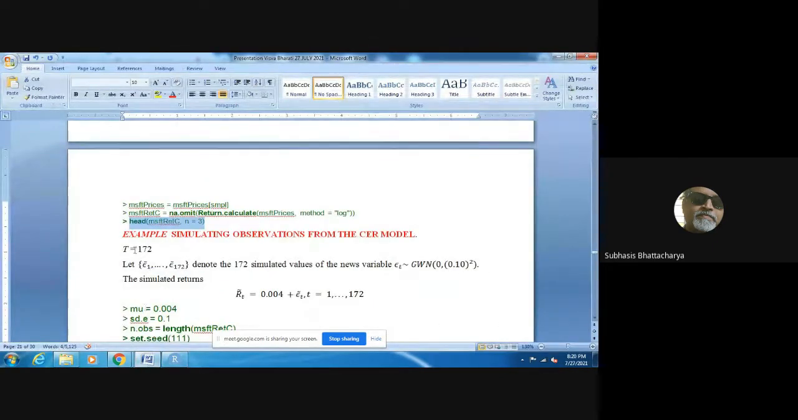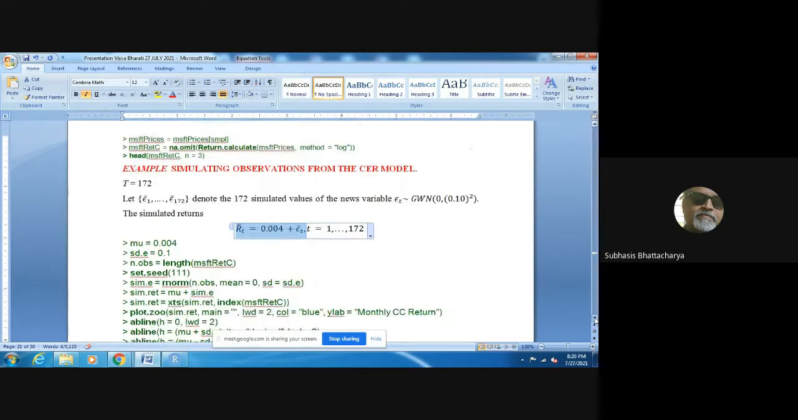The model is, we consider the 172 values in our sample, and each and every value is distributed. We fit the model like this. It is a Gaussian distribution, white noise, with mean 0 and the variance is 0.1 squared. That means 10% risk. And the model is like this. If I consider the model as mu is 0.004 plus epsilon t, and then we fit the model, what is the path?